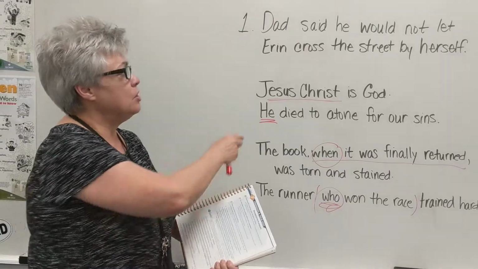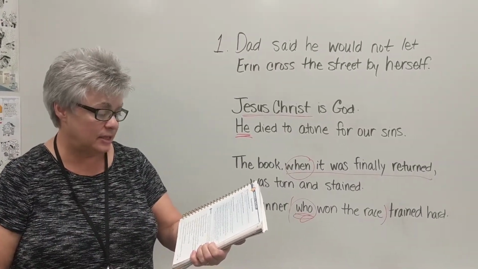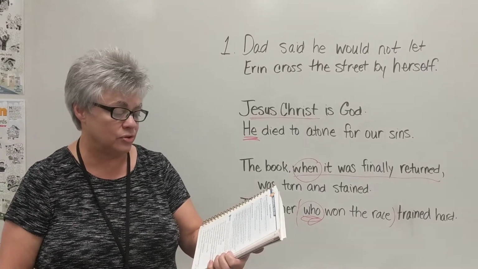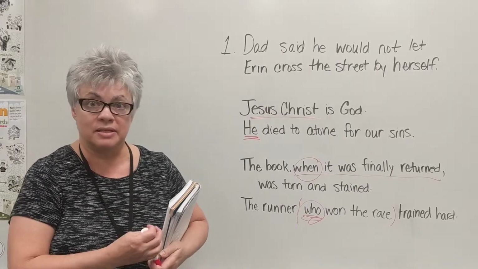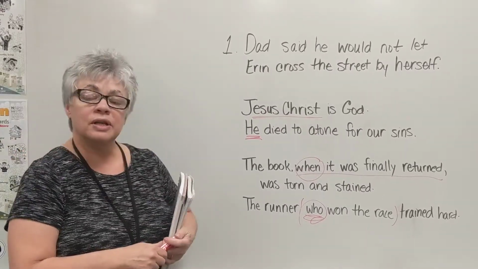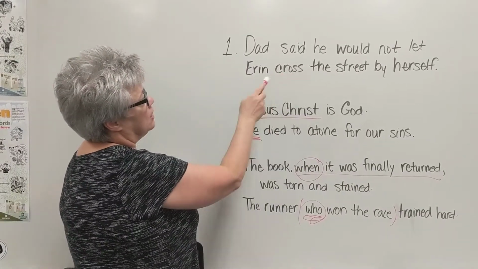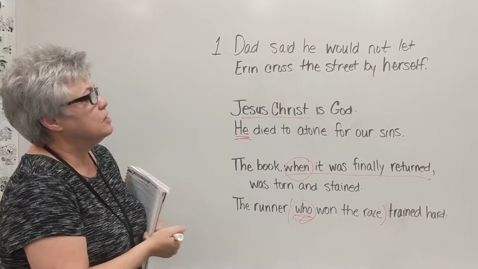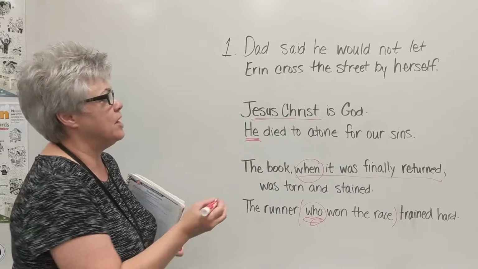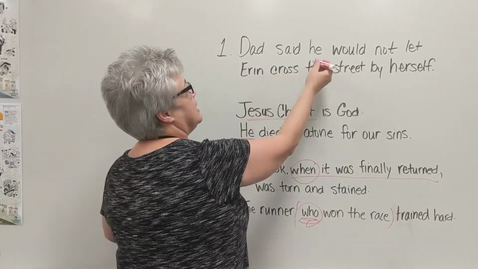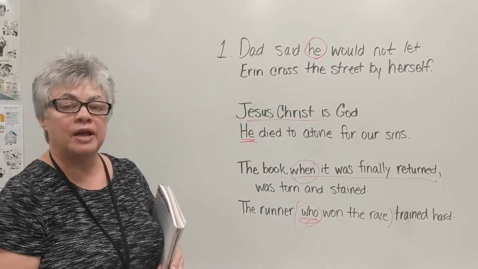And then I wanted to go over the first sentence in your book today. Dad said he would not let Erin cross the street by herself. What we're doing is we're looking for pronouns and their antecedents. So first of all, let's go through here and find the pronouns first. Dad said he would not let Erin cross the street by herself. So our first pronoun we come to, and you have to circle the pronoun, so that's what we're going to do. Dad said he, that's a pronoun, would not let Erin cross the street by herself.